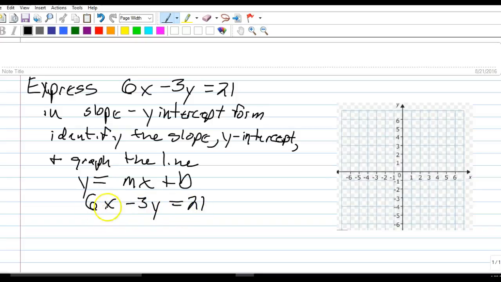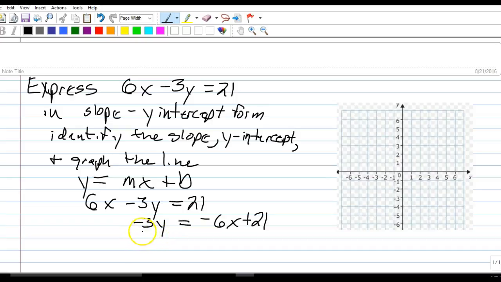So I need to remove the x from the left side so I can isolate the y. So I'm going to have to subtract 6x from both sides. So if I subtract 6x from this side, the 6x and the minus 6x do each other in, leaves me with minus 3y. And if I subtract 6x from this side, I have minus 6x plus 21. I haven't quite solved for y. I want y, or positive 1 times y.